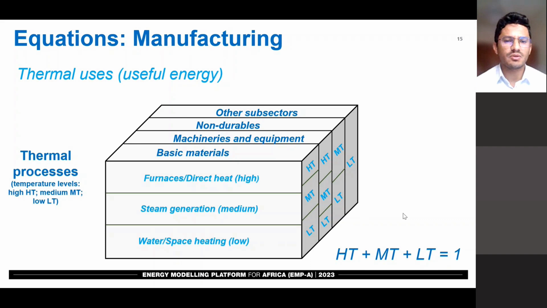Things are getting more complex when modeling thermal uses in manufacturing. We have an additional split up of thermal use by temperature level, and this split up is applied for each subsector. We have the high temperature level, the medium, and the low temperature level, and on top of this cube you can see subsectors. We are not obliged to define subsectors, but if the purpose of your study suggests it, you can define them, and then for each subsector model the different temperature levels of thermal useful energy.